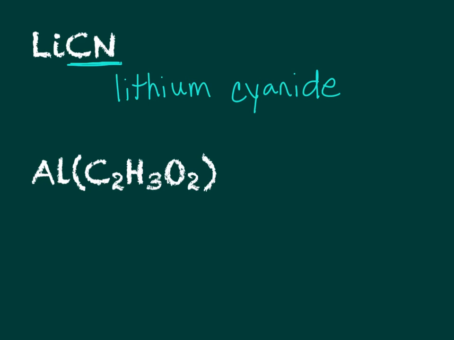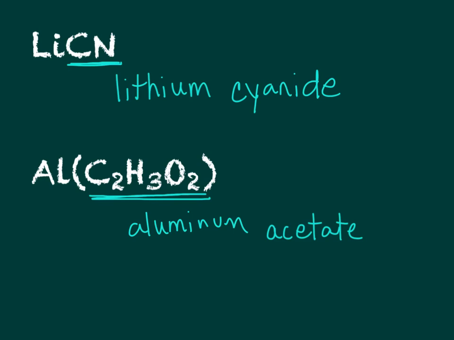In my next example, I know my polyatomic ion is in parentheses, so Al(C2H3O2)3. From my polyatomic chart, I know that that is the formula for the polyatomic ion acetate. The other element that's with it is Al, and I know that Al is the symbol for aluminum. So this is aluminum acetate. Okay? So just to recap, the first element, if it's a single element, is just the name.